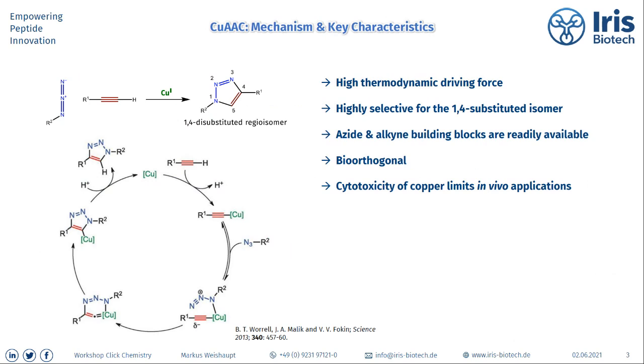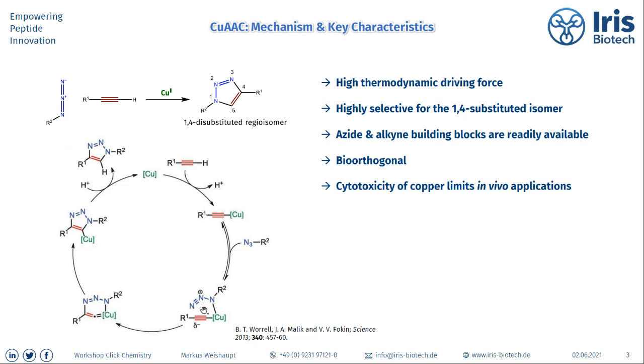So the first generation, the copper-catalyzed azide alkyne cycloaddition, is characterized by a high thermodynamic driving force, meaning that it goes to completion rather rapidly. So how does it work? In the lower left-hand side of the screen, you can see a simplified representation of the catalytic cycle. First, copper forms a pi complex with the triple bond of the alkyne, followed by deprotonation, which affords this complex here. Then the azide coordinates to the copper, generating this copper azide acetylide complex.